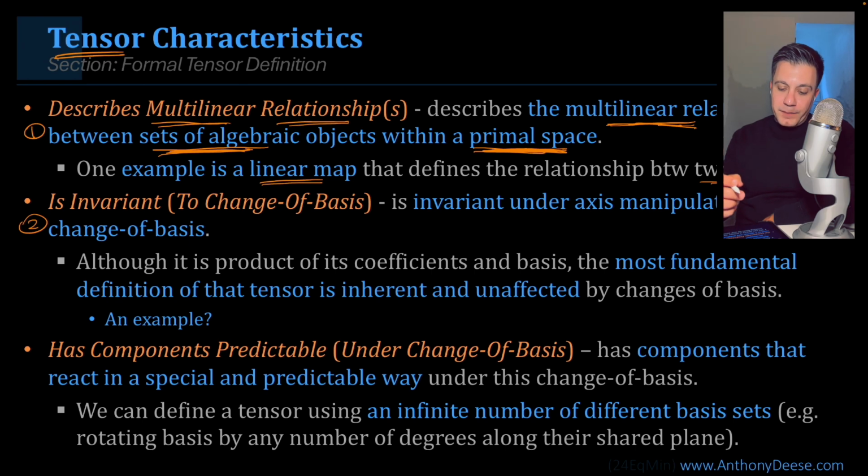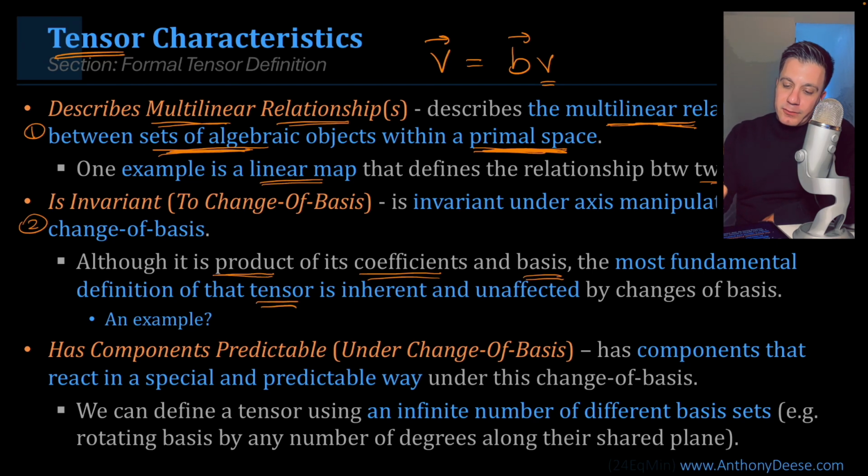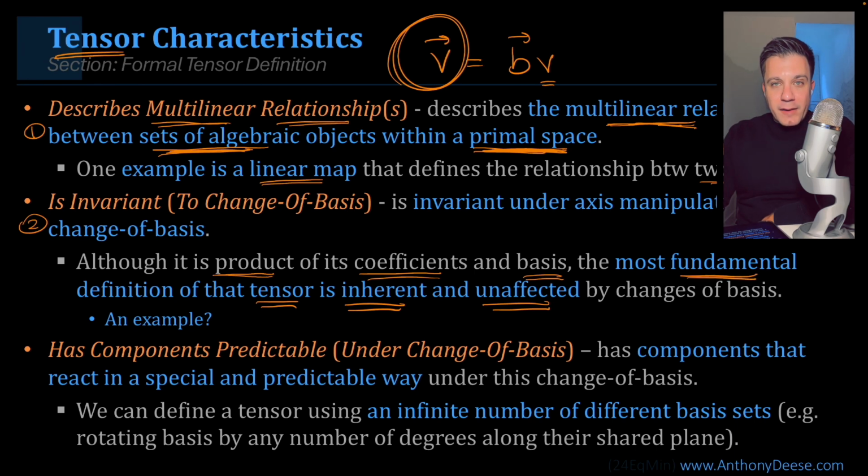It's fundamental. So although the tensor is a product of coefficients and basis, right? We can use the vector example, v arrow hat is equal to b arrow hat times some sort of coefficient array right here. The most fundamental definition of that tensor, which is this guy, okay, it is inherent and unaffected by change of basis. It is a fundamental definition of that value.